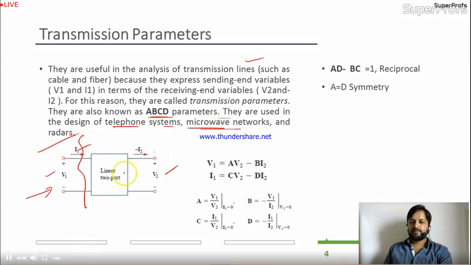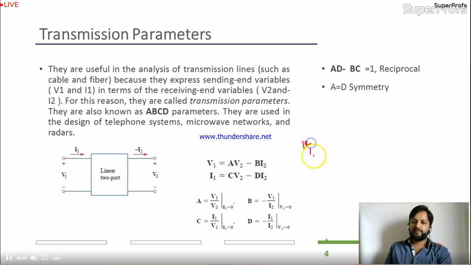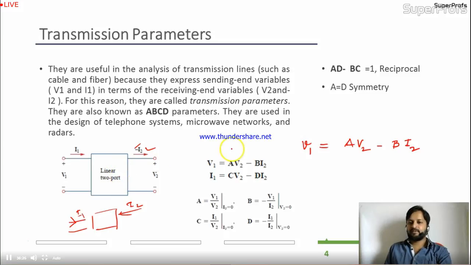Okay. Come to the equations. Now, the equations are: V1 will be given in terms of output parameters, A V2. This I2 will be minus because for the two port network, earlier we have seen I1 and I2 in this direction, but for this we are changing the direction and making it outgoing. So that's why I am taking the minus sign over here. So V1 is A V2 minus B I2.